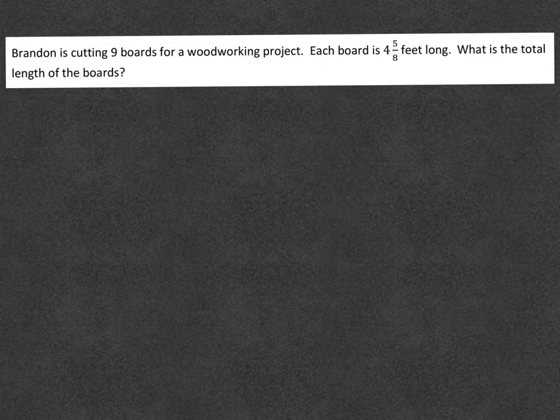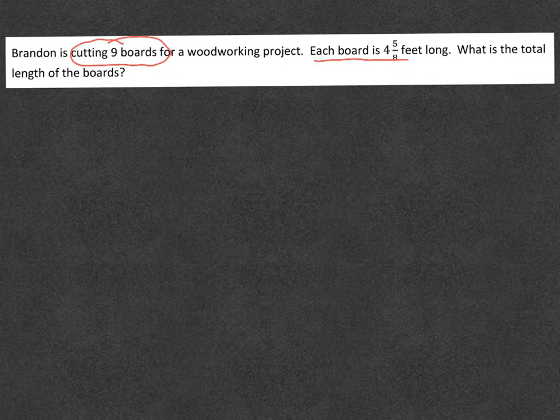Brandon is cutting 9 boards for a woodworking project. Each board is 4 5/8 feet long. What is the total length of the boards? All right, so let's start looking for the important information. He's cutting 9 boards, and each board is 4 5/8 feet long. We want to know the total length of the boards.